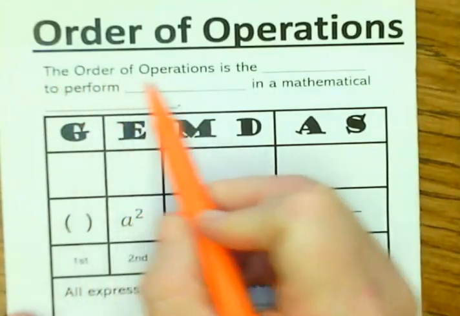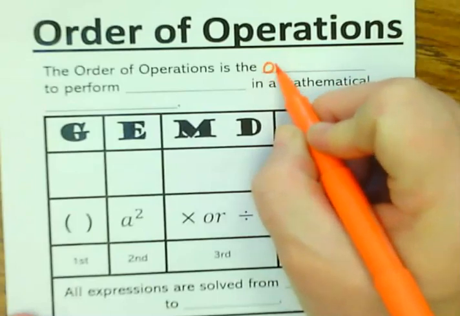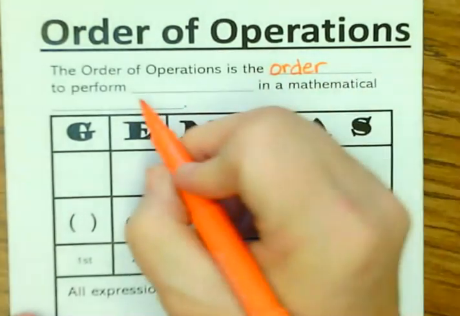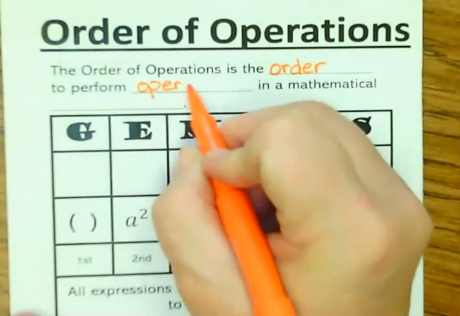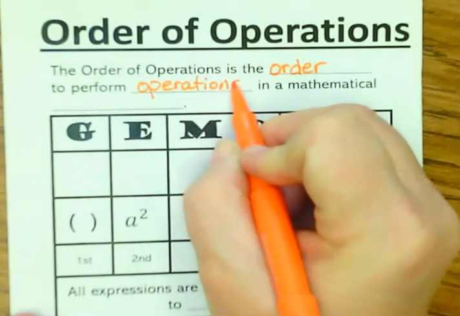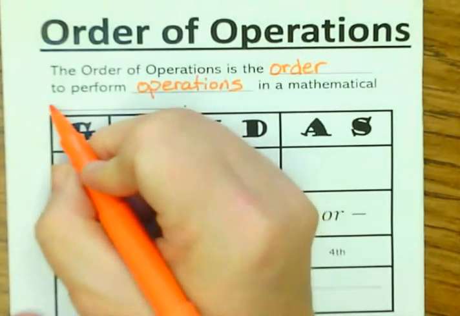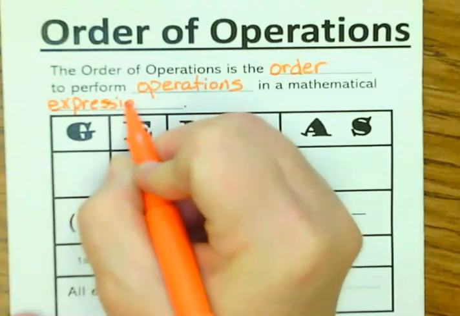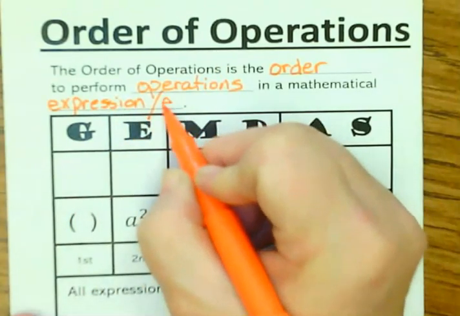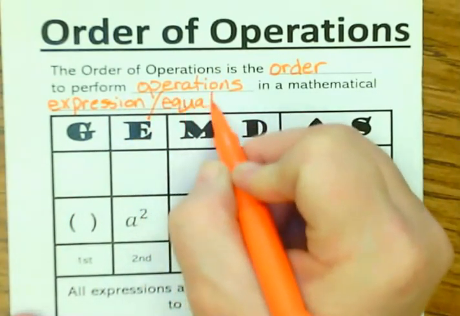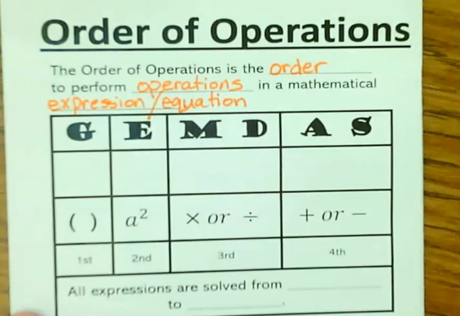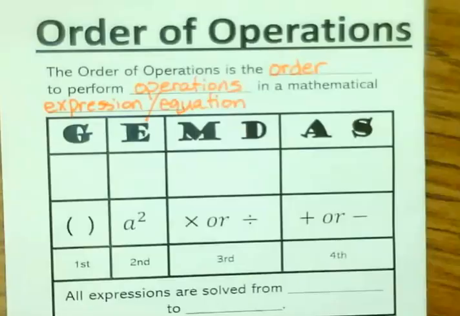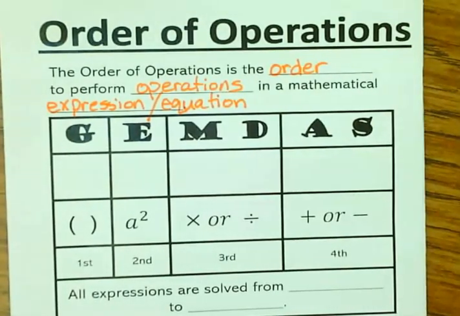So in our notes, the order of operations is the order to perform operations in a mathematical expression or equation. Okay? Not that difficult. I'm going to try something here. That's a little better. All right.